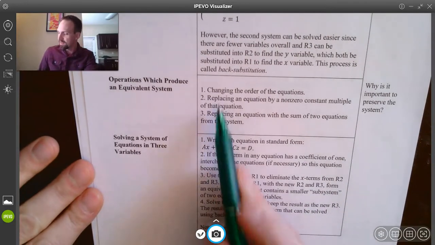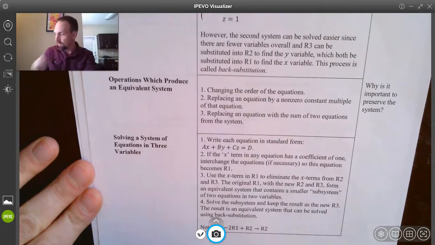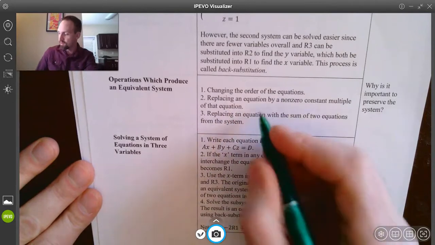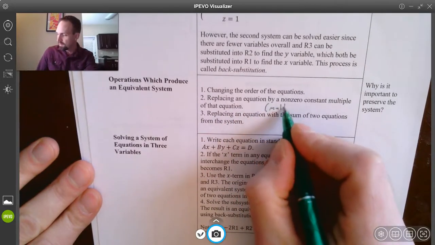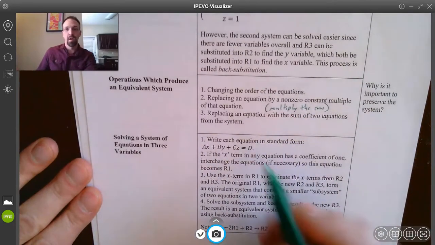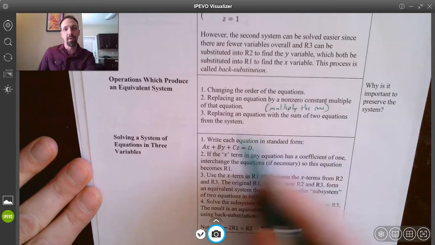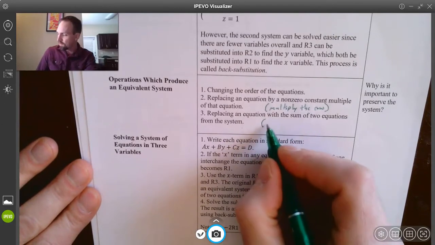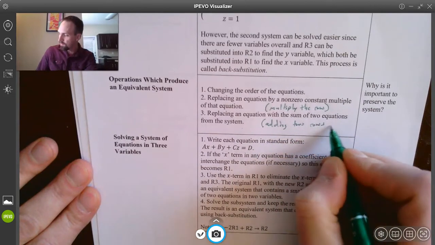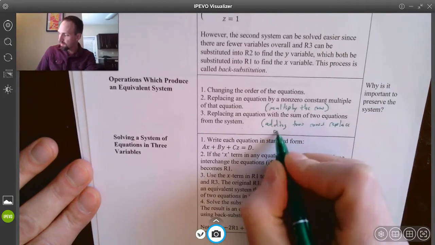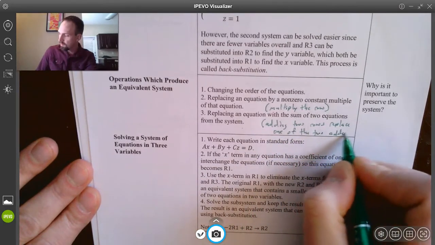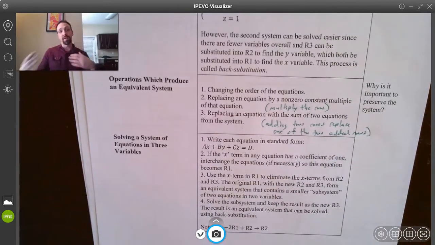So here I have this example. We can change the order of the equations. We can replace an equation by a non-zero constant multiple of that equation. So multiply the row by a number, or replace the equation with the sum of 2 equations from the system. So adding 2 equations, adding 2 rows, replace one of the 2 added rows. This produces an equivalent system.